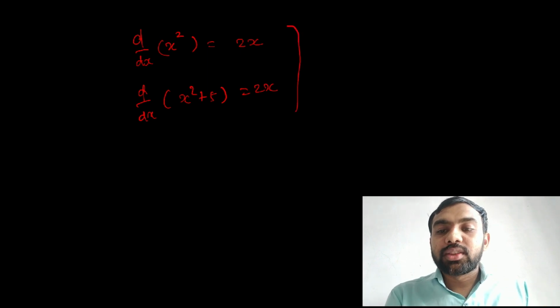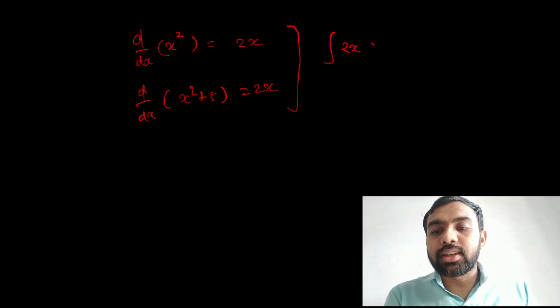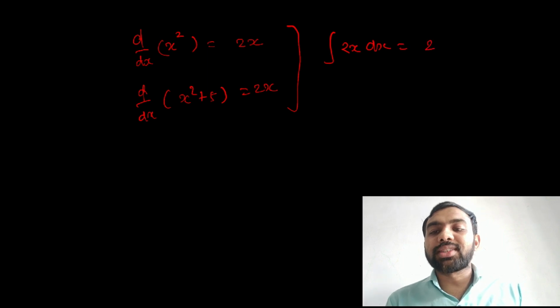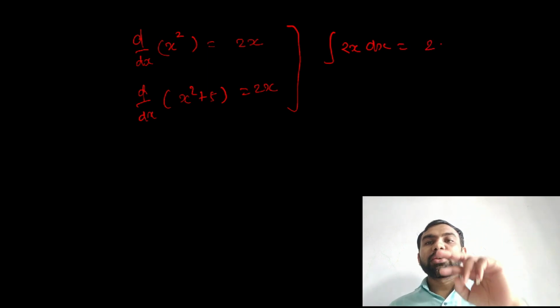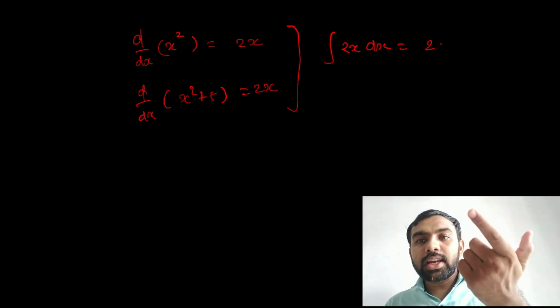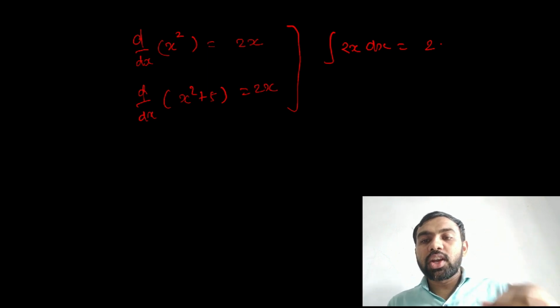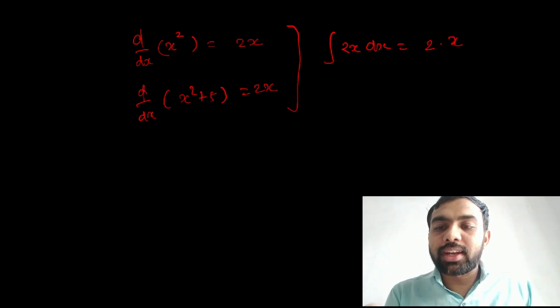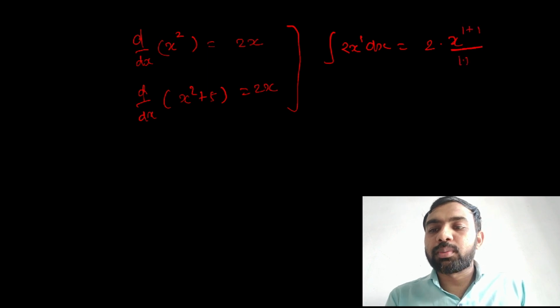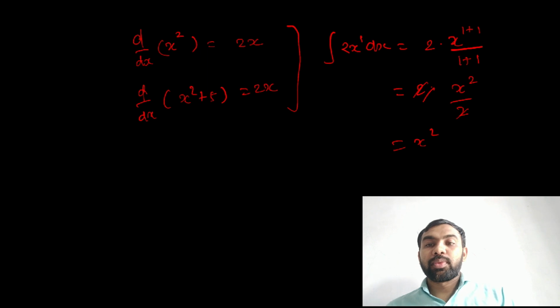But if you consider the integration of 2x dx, then what is your answer? 2 stays as it is, it comes out. For x dx, one power increases and the new power comes in the denominator. What is the power right now? The power is 1, so one power increases, meaning 1 plus 1 upon 1 plus 1. 1 plus 1 means 2, so x raised to 2 upon 2. The 2 cancels out. So the answer is x raised to 2 only.